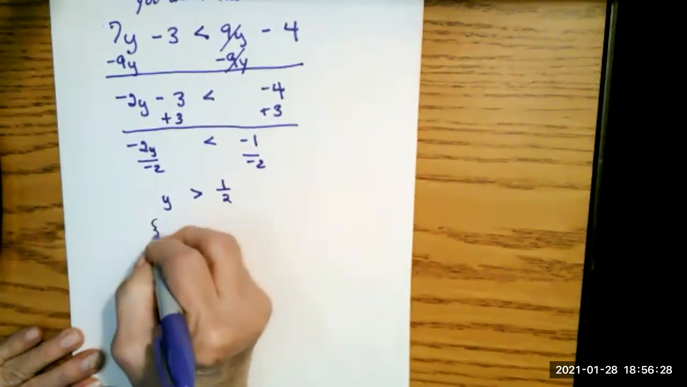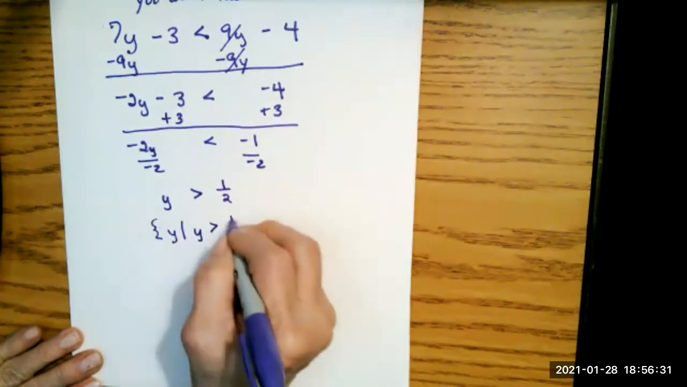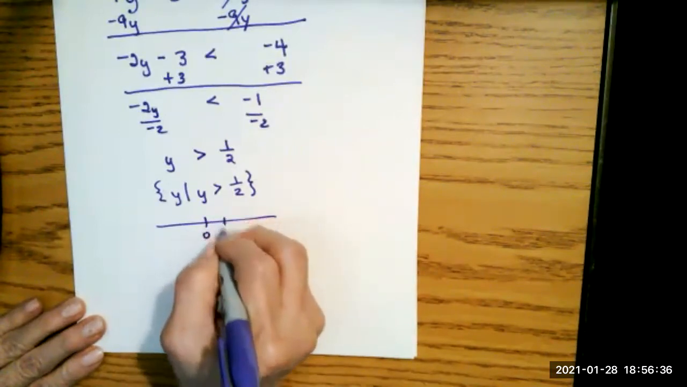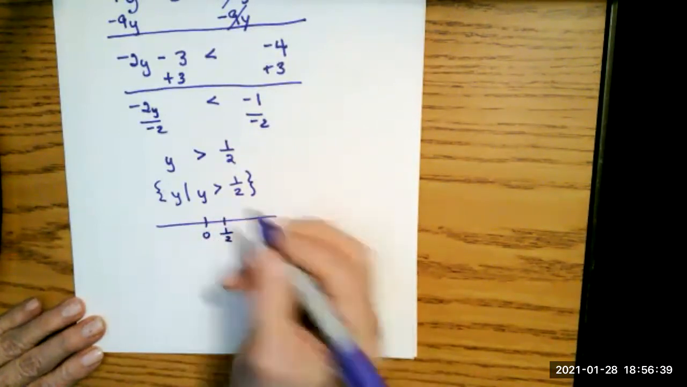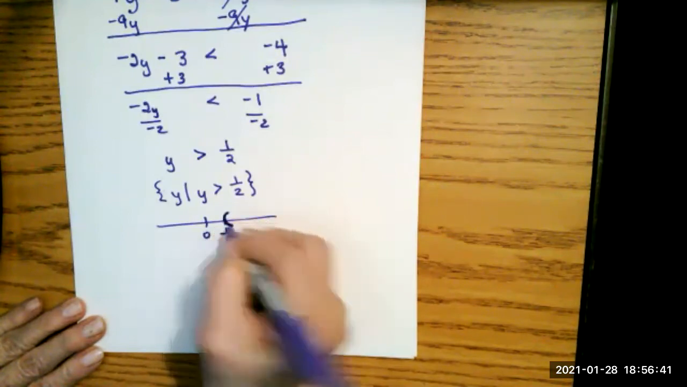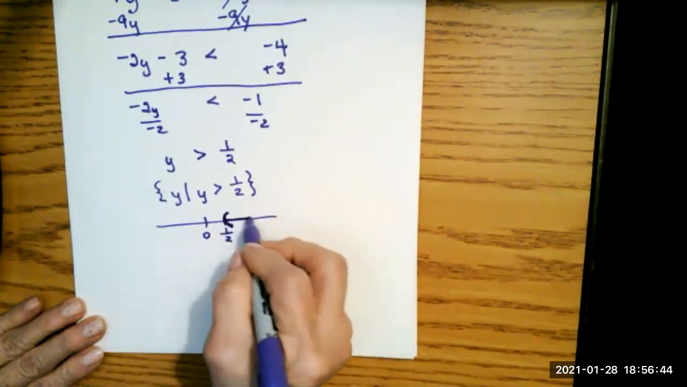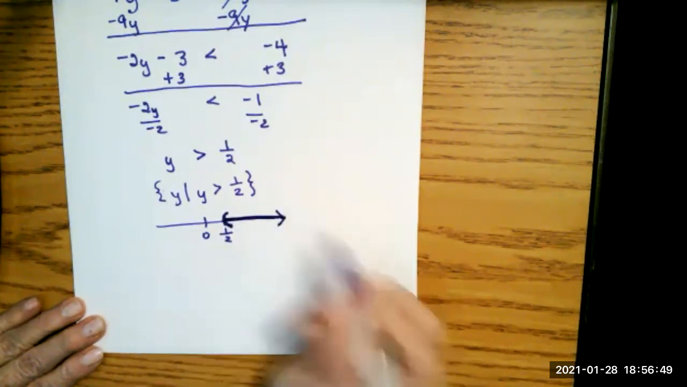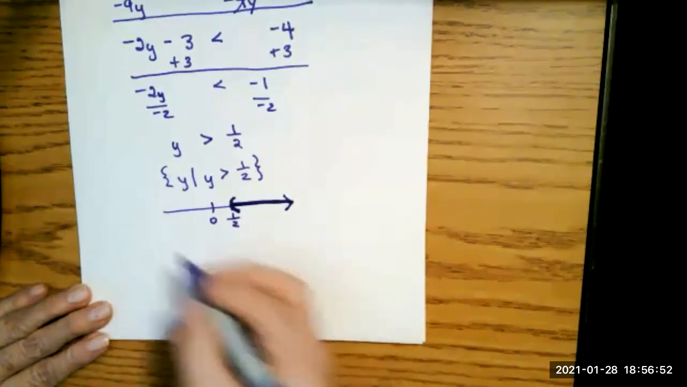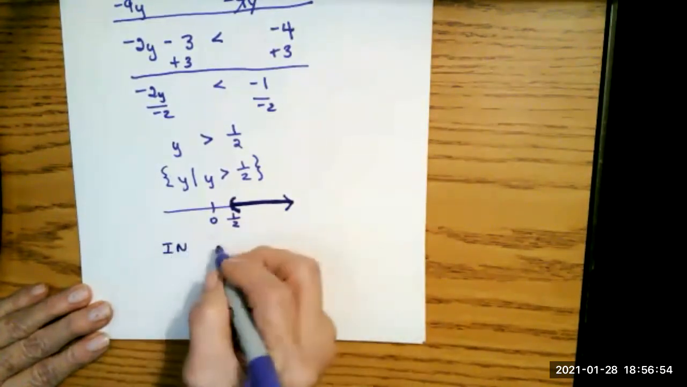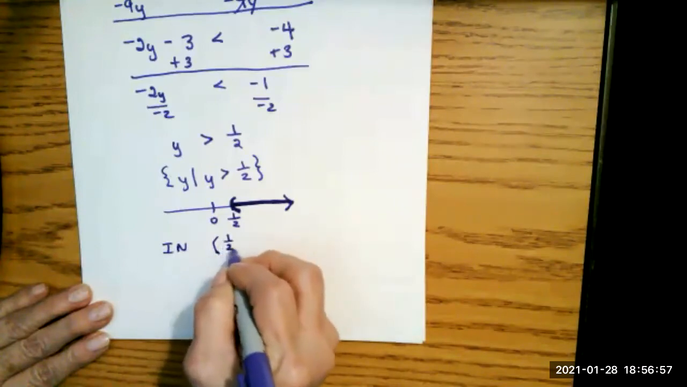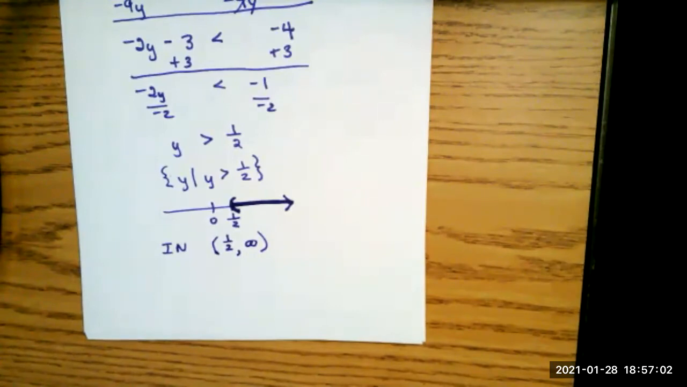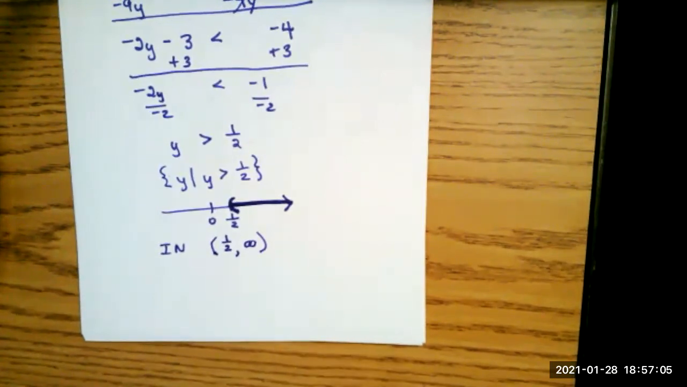So in set notation, it's y such that y is greater than 1/2. On the graph, 1/2 would be somewhere there. Greater than would be parentheses because it doesn't have the bar underneath there. And the set that's greater are the numbers to the right. So now if I did it in interval notation, I would go left to right, and I would come to 1/2 first, and I would keep going forever. So that would be to infinity. And you always use the parentheses with infinity.